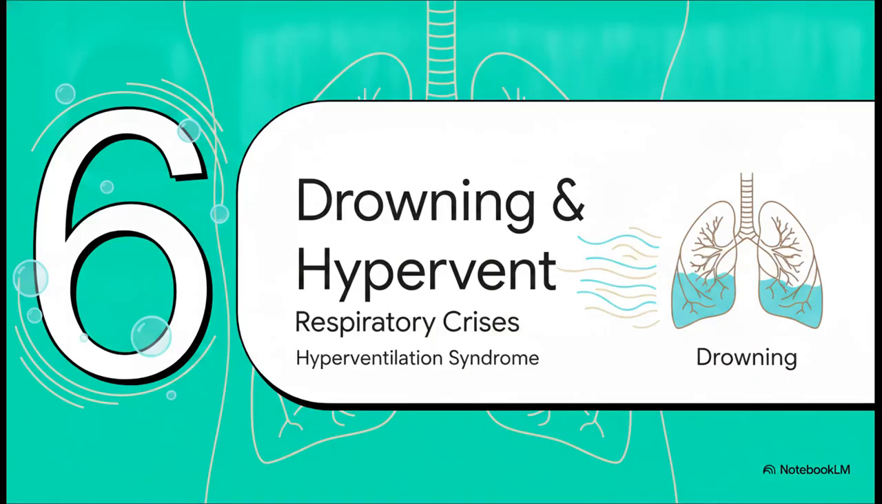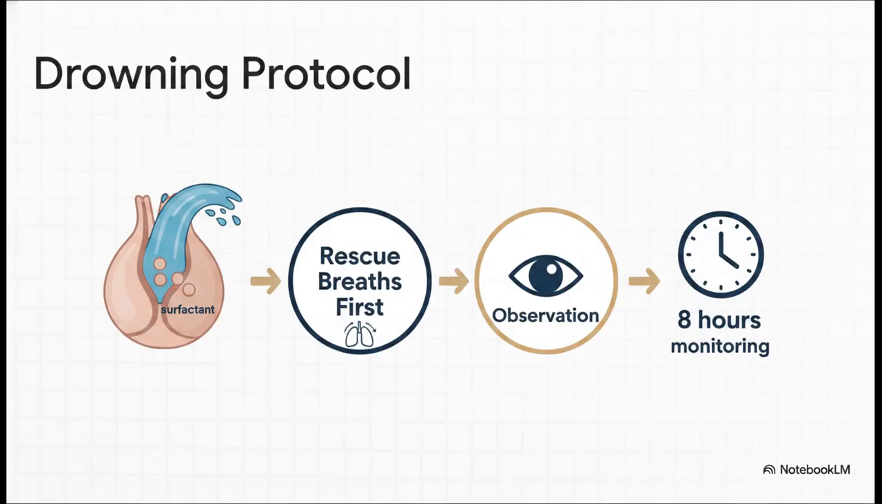Section 6. Drowning and hyperventilation syndrome. Drowning causes massive direct alveolar injury. Aspirating contaminants washes out surfactant, leading to atelectasis and permeability edema, which sets up a massive risk for ARDS. Because profound hypoxemia is the primary and most immediate insult, your very first step must prioritize rescue breaths. Get the oxygen in. After that, remove wet clothing to stop hypothermia, transport to the ED, and hook them up to continuous cardiopulmonary monitors. A key point, even completely asymptomatic patients must be observed for at least 8 hours to evaluate for delayed pulmonary edema and ARDS.